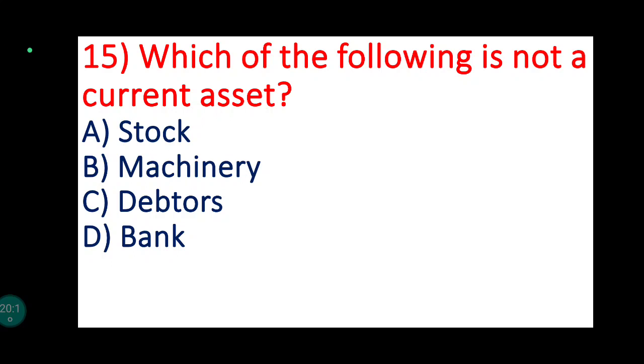So here you can see stock, debtors, bank, they are current assets, but only one, that is machinery, is a non-current asset, or we call it a fixed asset.